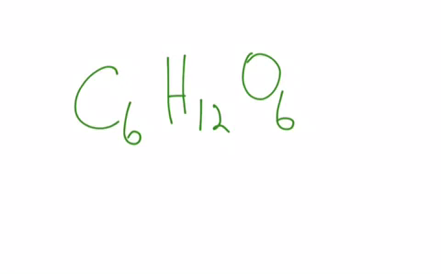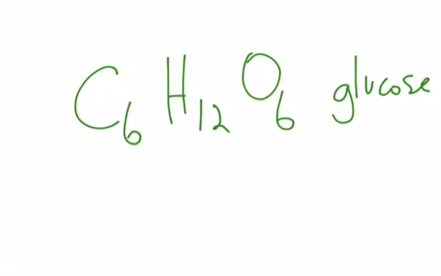Here we have the chemical formula for a molecule of glucose, which is a kind of sugar. See if you can work out the number of each kind of atom that makes up this molecule. Pause this video for a short time and see if you can work out what the numbers of the different types of atoms are.